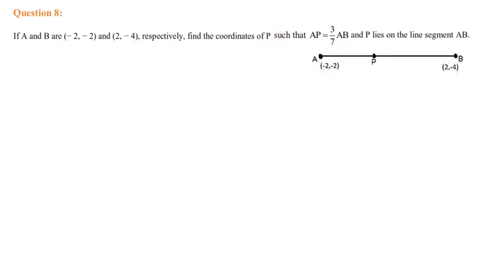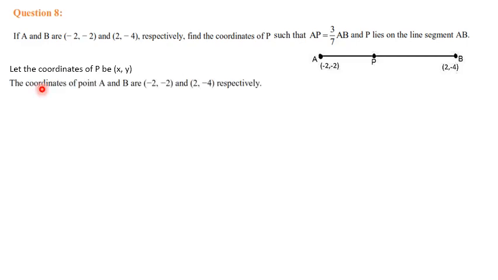So let us visualize the question. There is a line segment AB, with coordinates A (minus 2, minus 2), B (2, minus 4), and there is a point P. Let us assume the coordinates of P be (x, y). And given conditions, A and B are given to you, that is (minus 2, minus 2) and (2, minus 4) respectively. And also given to you AP is equal to 3/7 of AB.